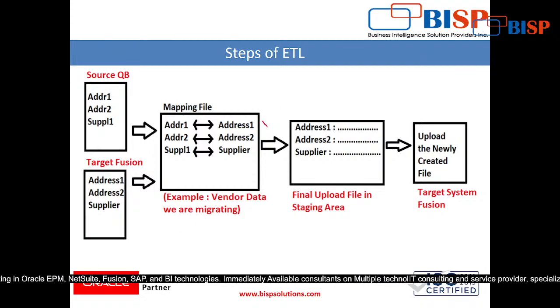Here at this point of time, scripting is done. Here scripting is done in the middle, and then after that, this ADDR1 will be changed into Address 1. The final output of the sheet would be such that all the headers you will see will be changed according to your Fusion, and all the data remains the same.